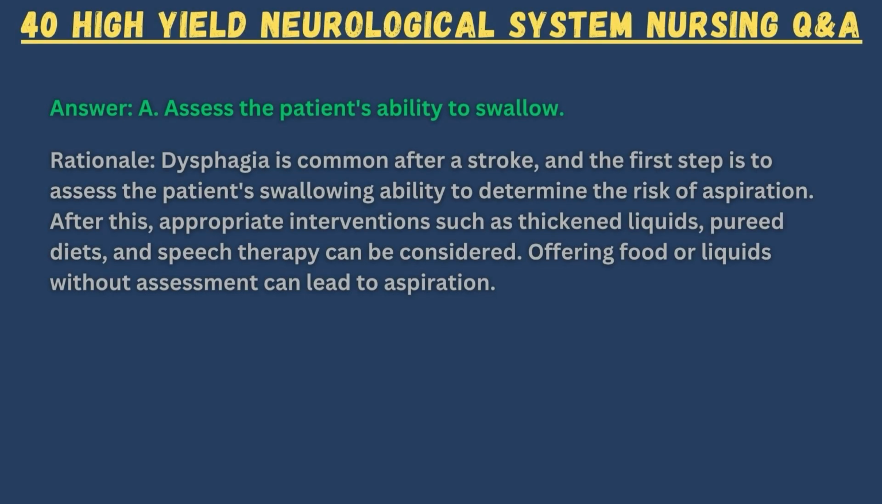Rationale: dysphagia is common after a stroke, and the first step is to assess the patient's swallowing ability to determine the risk of aspiration. After this, appropriate interventions such as thickened liquids, puree diets, and speech therapy can be considered. Offering food or liquids without assessment can lead to aspiration.